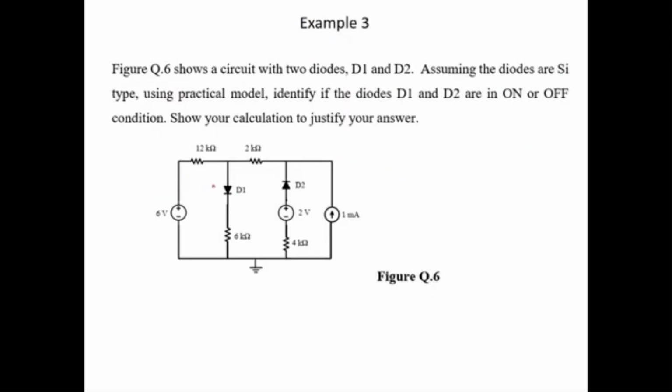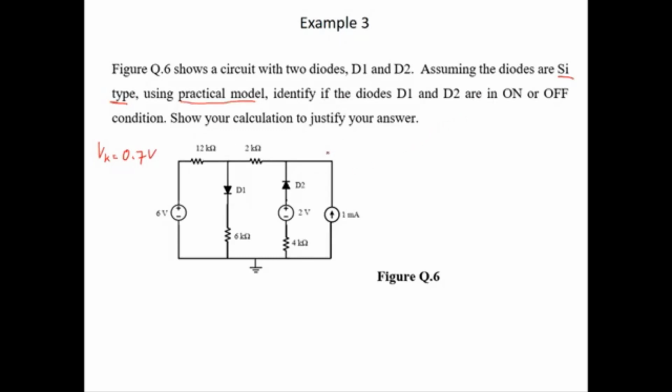We go to our last example. This is the circuit that consists of two diodes, D1 and D2, and both are silicon type. So that means the knee voltage, or the voltage barrier, is 0.7 volt. The question requests you to use the practical model, which means you need to replace the diode with a practical model. The question is, identify if diode 1 and diode 2 is on or off. Show your calculation to justify your answer.